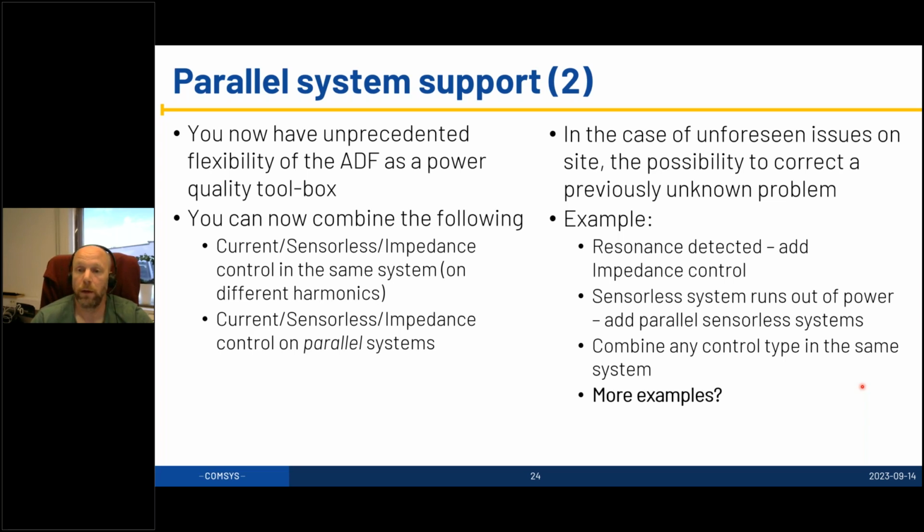For example, resonance detected, you can add impedance control. Sensorless systems run out of power. Now you can have parallel sensorless systems because it now works in multi-master, and you can combine control types. And I'm writing an example. I'm writing here more examples, question mark, because I'm sure that you, our partners and customers, will find new applications to utilize this that we didn't think about.